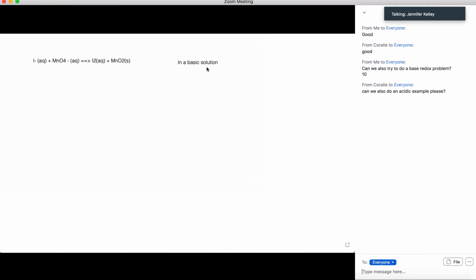Should do them in green. All right. So for I minus, it's a monatomic ion. According to the oxidation number rules, it's just going to have its charge as its oxidation number. It's going to be -1.